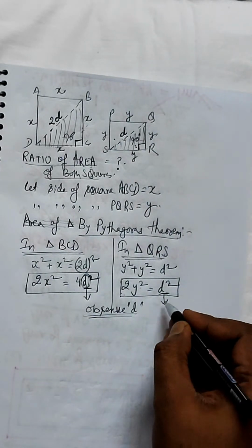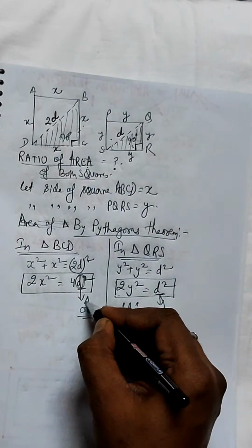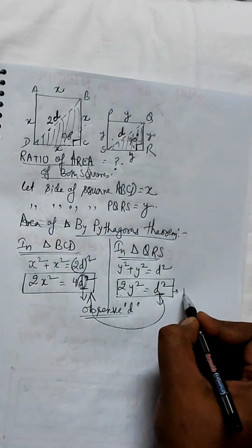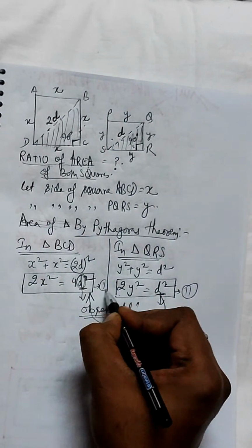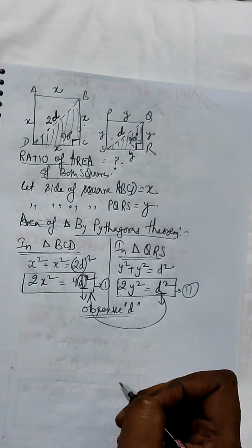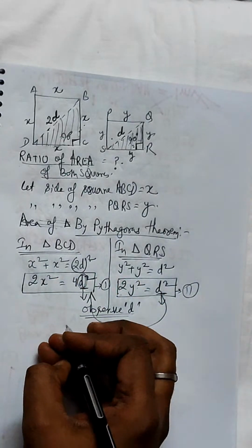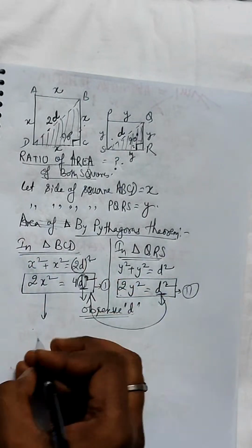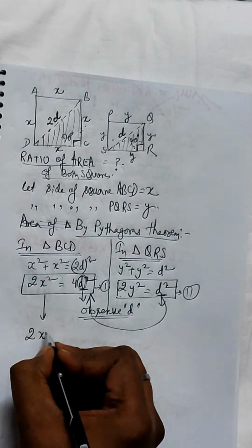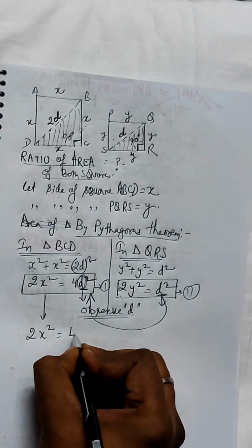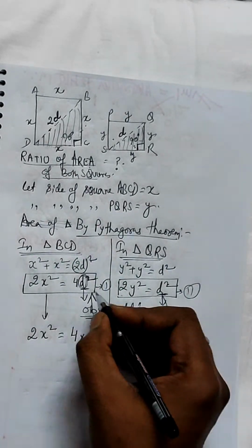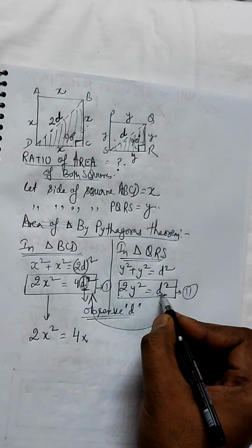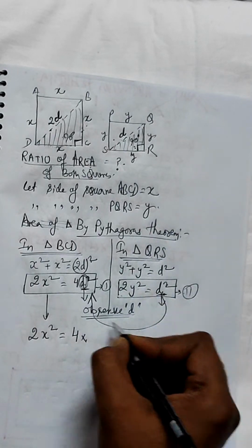Now what we will do, we will just put the value of this d square from equation number 2 into equation number 1. If this is equation number 2 and this is equation number 1, then what we will get? Now from triangle BCD, by Pythagoras, we are getting 2x square equal to 4 times d square. So in place of d square, we will substitute the value of d square from equation number 2 into equation number 1.